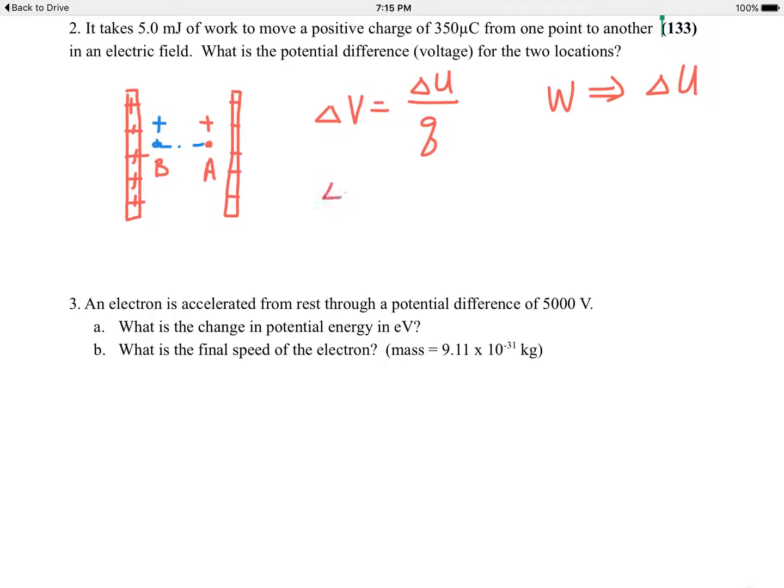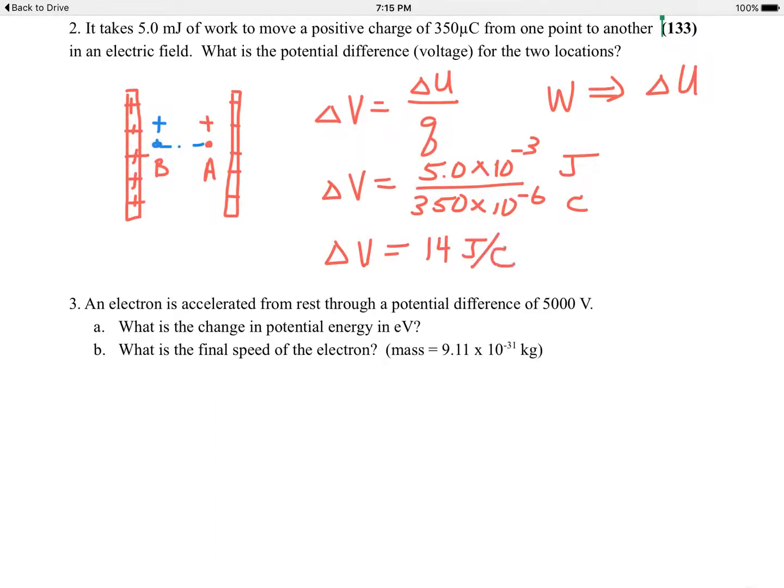I'm looking for delta V, the potential difference. The change in potential energy is going to be the work that you did, 5 millijoules. That's 5.0 times 10 to the negative third joules, divided by the charge that I'm moving, 350 times 10 to the negative sixth coulombs, microcoulombs. So it's going to be joules over coulombs. So delta V here comes out to be 14 joules per coulomb, which is 14 volts. That's the potential difference. That's the voltage. That's what I'm looking for in this problem.